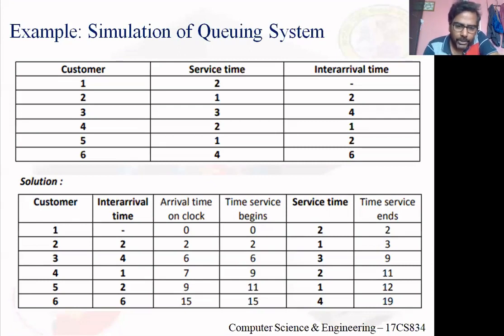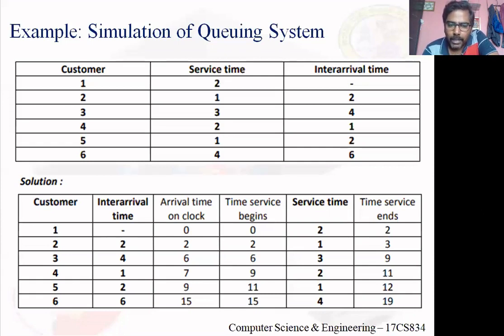So third arrival occurred at time 6. So fourth arrival will occur at time 7. This is a very important step. Listen here. Fourth arrival occurs at time what? 7. Fourth arrival will occur at time 7.